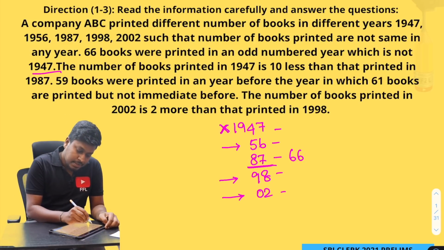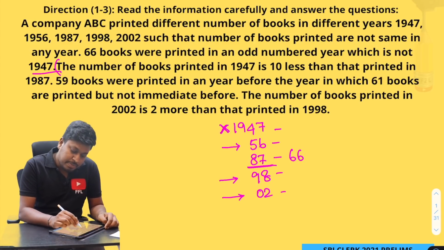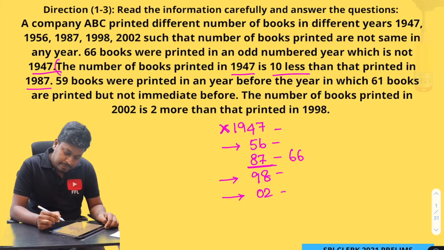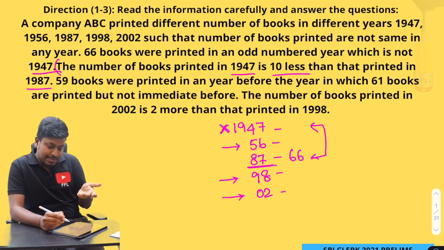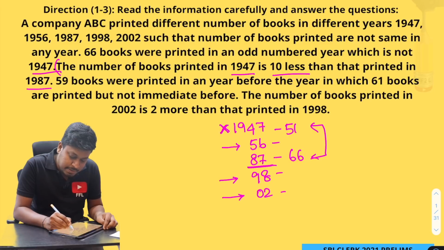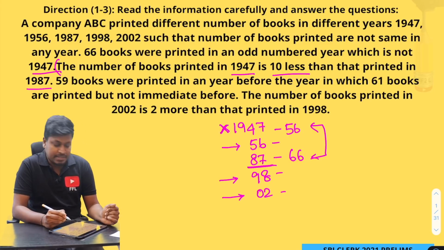Got it? So next point, the number of books printed in 1947 is 10 less than the books printed in 1987. Okay, so just see, 10 books less than, right? We already know that in 1987, 66 books were printed. If it is 10 less than, then 56 books were printed in the year 1947.